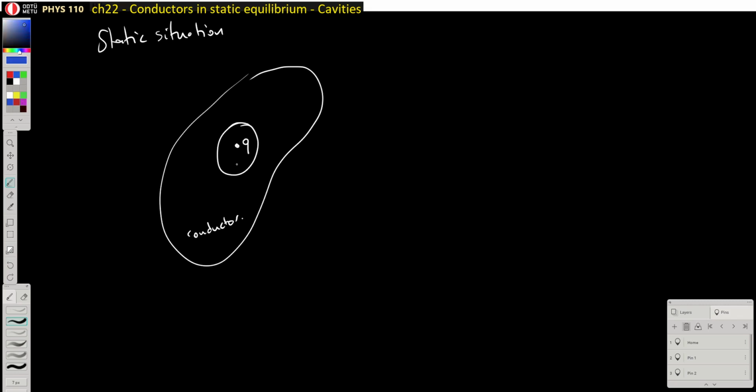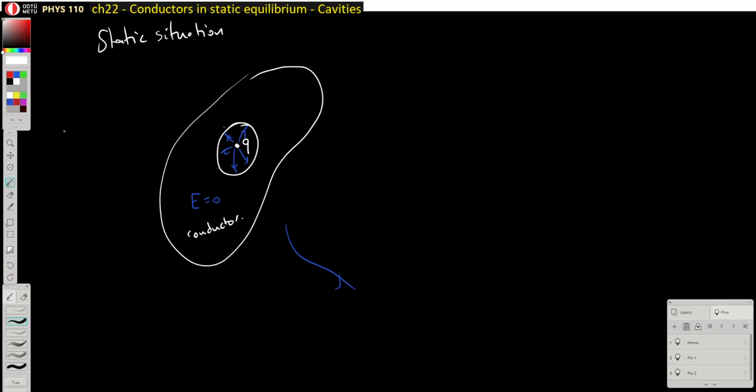As a result, there has to be an electric field inside the cavity. The blue lines are the electric field lines. There can be an electric field outside too, but in any case, I know that the electric field is zero inside the conductor. So based on this, can I say that there has to be some kind of charge distribution on the inner surface of the cavity? That's the question here, and the answer is yes.